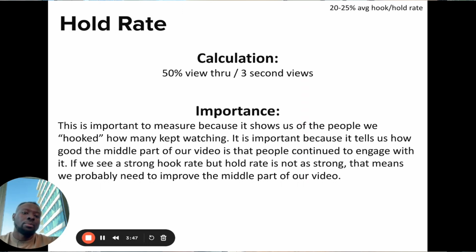And it's important because it tells us how good the middle part of the video is, that people continue to engage with, right? And if we see a strong hook rate, but the hold rate is not strong, that means that we probably need to improve the middle part of that video, right? And so this tracks 50% view through, right? And so to calculate that, you have 50% view through divided by 3 second video views, right?